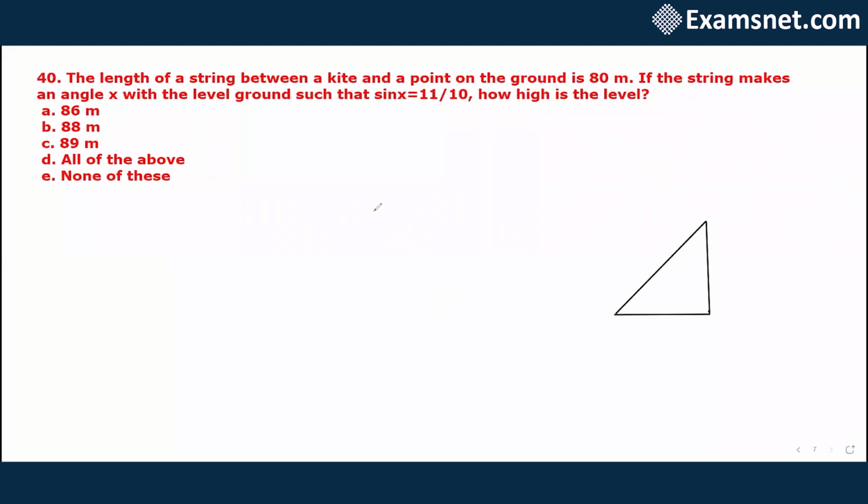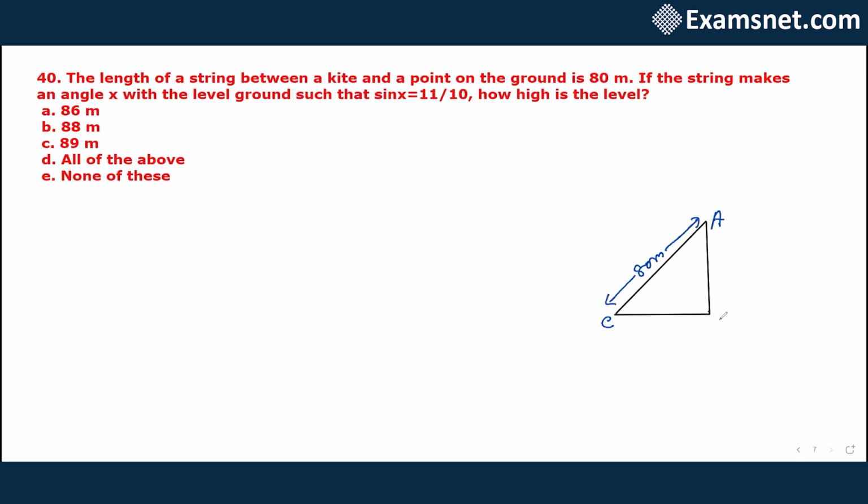Question number 40 states that the length of a string between a kite and a point on the ground is 80 meter. If the string makes an angle x with the level ground such that sin x equals 11 by 10, how high is the kite? So here we can say that at the point A, the kite is located and there is a point on the ground, let's say C. It is the position of the string on the ground. So the length of the string between the kite and the point on the ground is 80 meter.